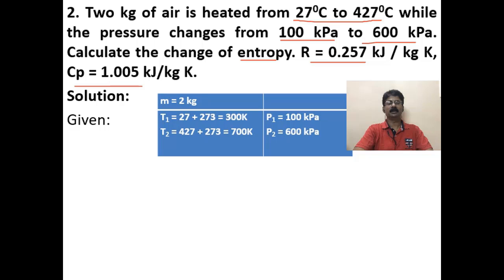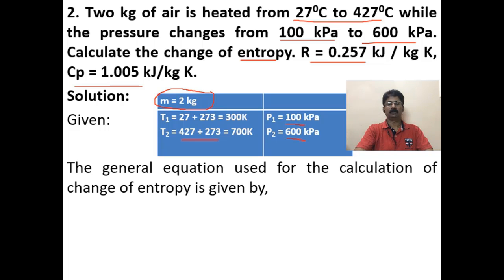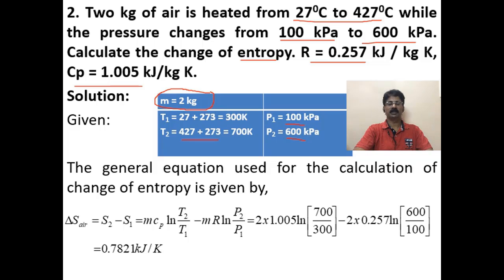So this is the given data. It is always better to draw a table and write the values inside the table. So m is equal to 2 kg, T1 is equal to 27 plus 273, 300 Kelvin, T2 is 427 plus 273 is equal to 700 Kelvin, and the pressures are given as 100 and 600, P1 and P2. So the general equation used for the calculation of change of entropy when there is a change in pressure and temperature is S2 minus S1 is equal to mCp ln T2 by T1 minus mR ln P2 by P1. So this you have to remember. If you make proper substitutions, you will get the answer as 0.7821 kilojoules per Kelvin.